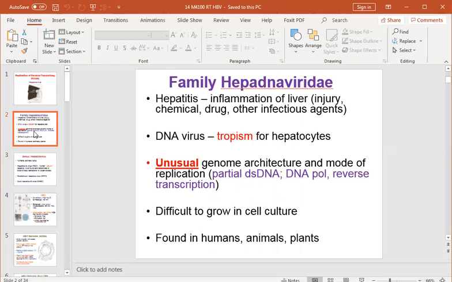inflammation of the liver. Inflammation of the liver has several etiologies or causes. These include injury, chemicals, drugs, or other infectious agents. The Hepadnaviridae family of viruses are DNA viruses, and they have a tropism for hepatocytes, meaning that they like to infect and set up shop in liver cells.